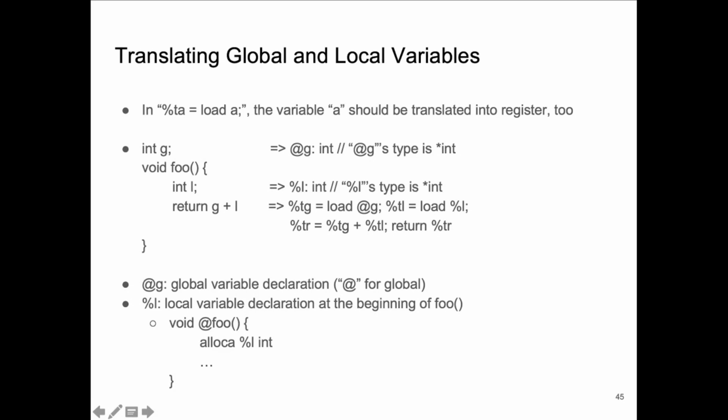This @foo is also a global variable. @foo is a global variable containing a function pointer to the function that is being translated here.